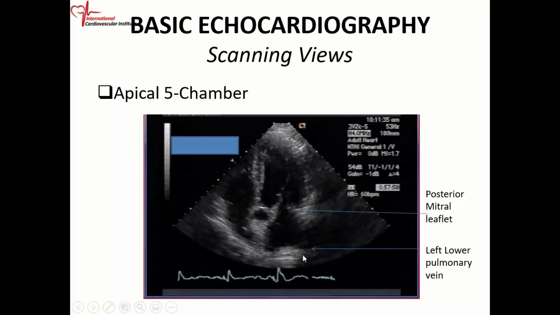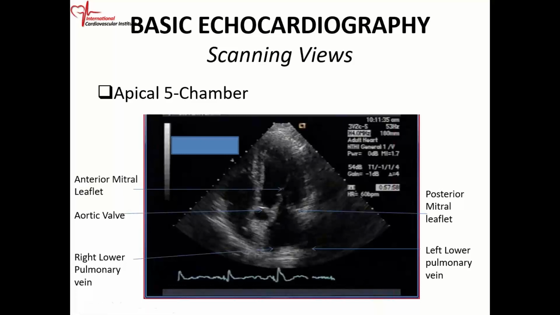You can see the pulmonary veins. The pulmonary veins, remember, drain into the left atrium. Again, this is the aortic valve. We open the aortic valve. The anterior leaflet of the mitral valve. And of course the LV cavity, the ventricle, the septum, the right ventricle, and the right atrium.